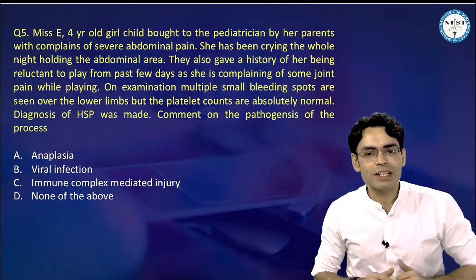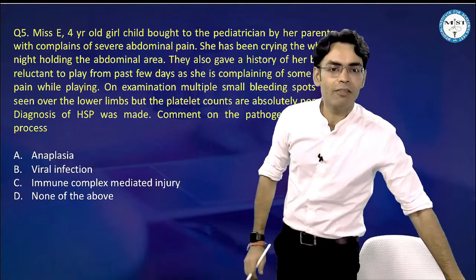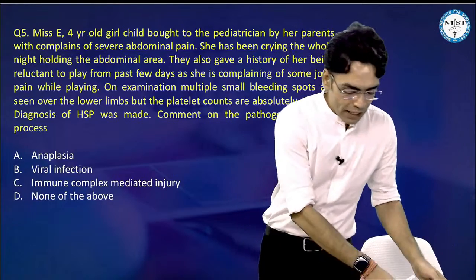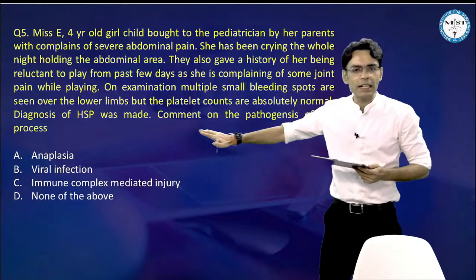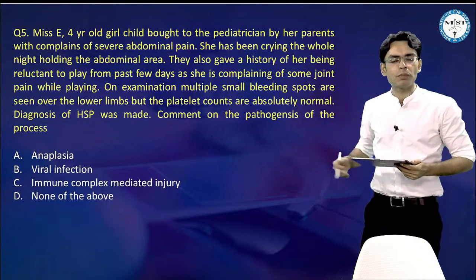Now, question number 5. Miss E, a 4-year-old girl. Again, it's a long question, so we need to read the last line first. Comment on the pathogenesis of the process.